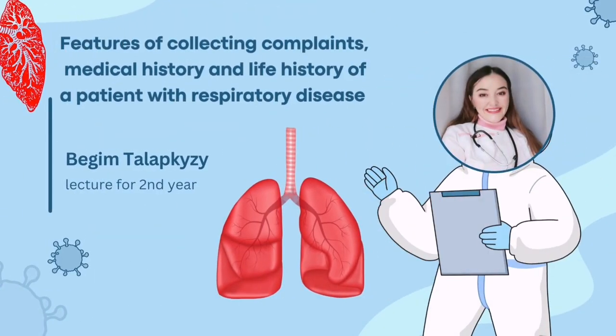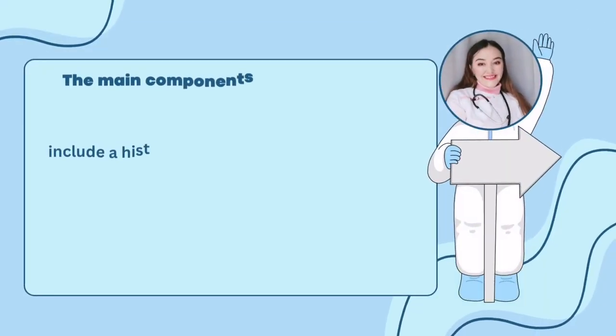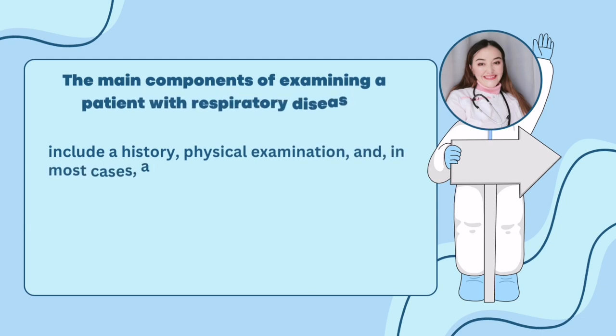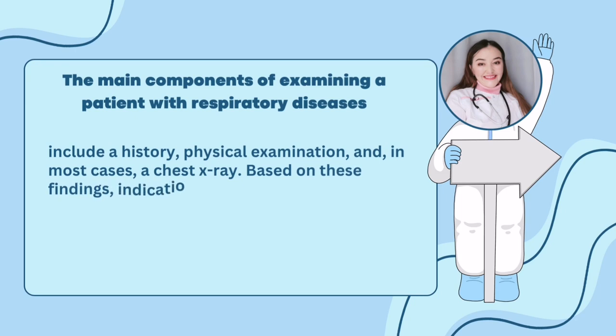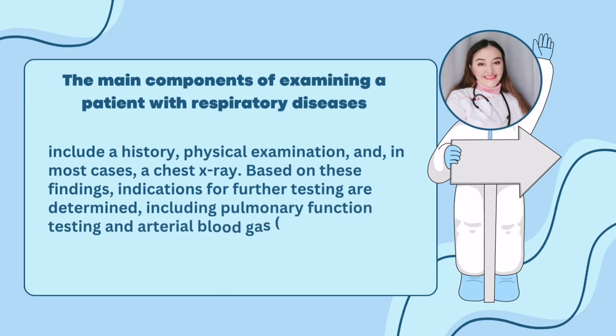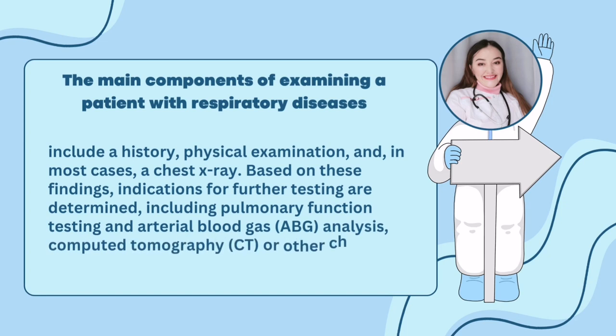Features of collecting complaints: medical history and life history of the patient with respiratory system disease. The main components of examining a patient with respiratory disease include a history, physical examination, and in most cases a chest x-ray. Based on these findings, indication for further testing is determined, including pulmonary function testing and arterial blood gas analysis, computed tomography, and other chest imaging and bronchoscopy.